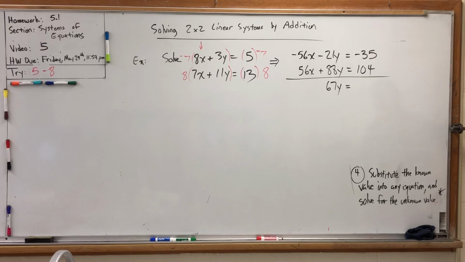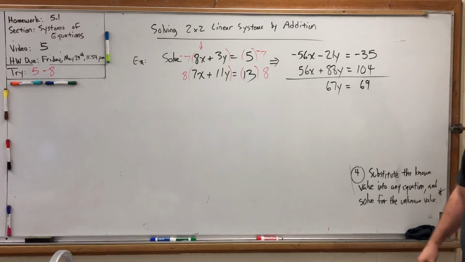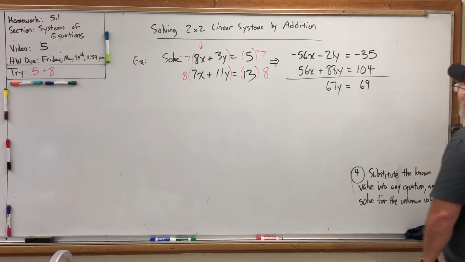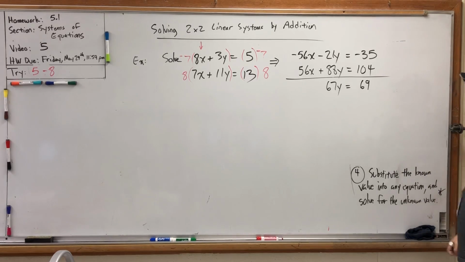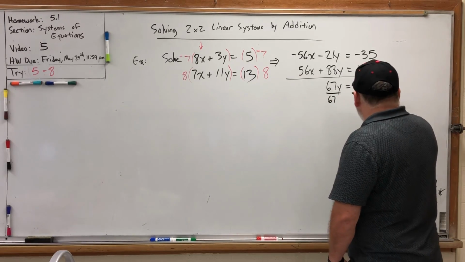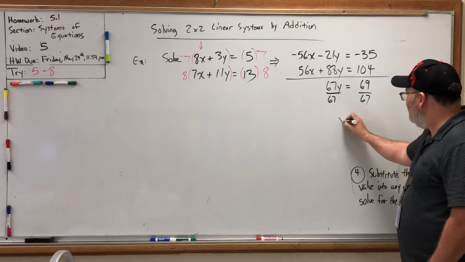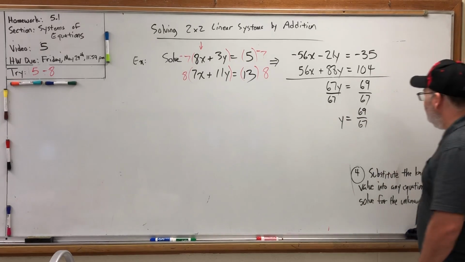104 minus 35 is something. 69, I believe. I promise it was a randomly generated problem. Let me add these just to make sure. Yeah, so we have 67y equals 69. Dividing by 67 usually doesn't come out good. This is one of those cases. We get y equals 69/67ths.